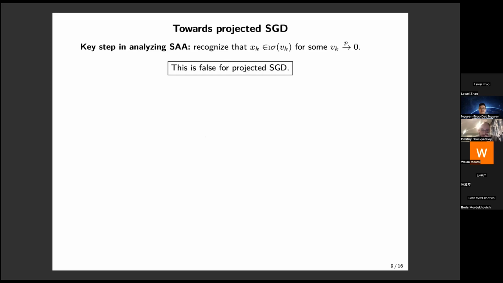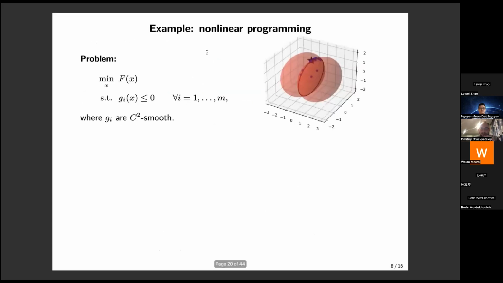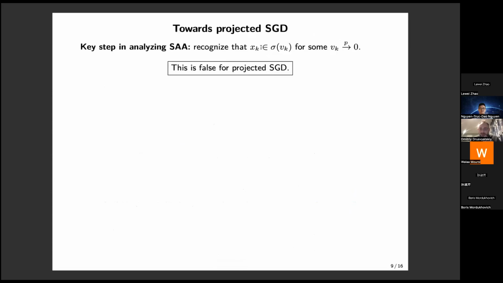Again, the sample average approximation is this setting. You sample up front K: you draw K IID samples, form the empirical average, and solve this equation. It's straightforward to see that if you rewrite that equation, you can recognize those solutions, those xk, the solutions of these perturbed equations, as images under the solution map of a small vector vk.